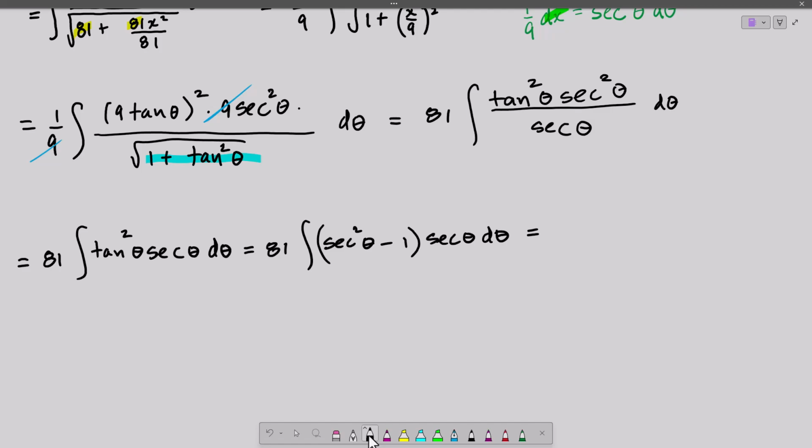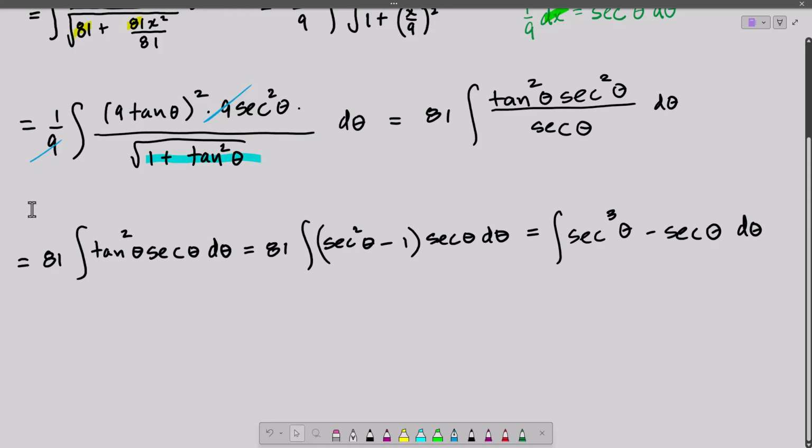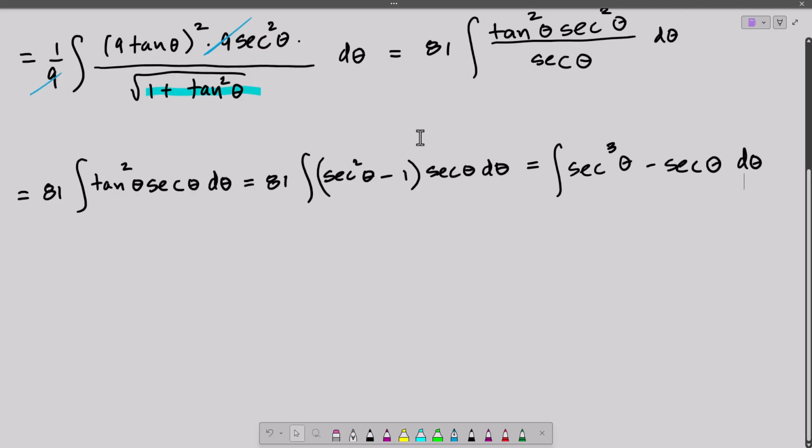Let's see, what are we going to use to integrate this? Well, we're going to distribute first, and we're going to see one of our dreaded integrals, the secant cubed. Secant cubed is always a little bit of a bear, minus secant of theta d theta. So we've already done the integral of secant cubed in class a few times.